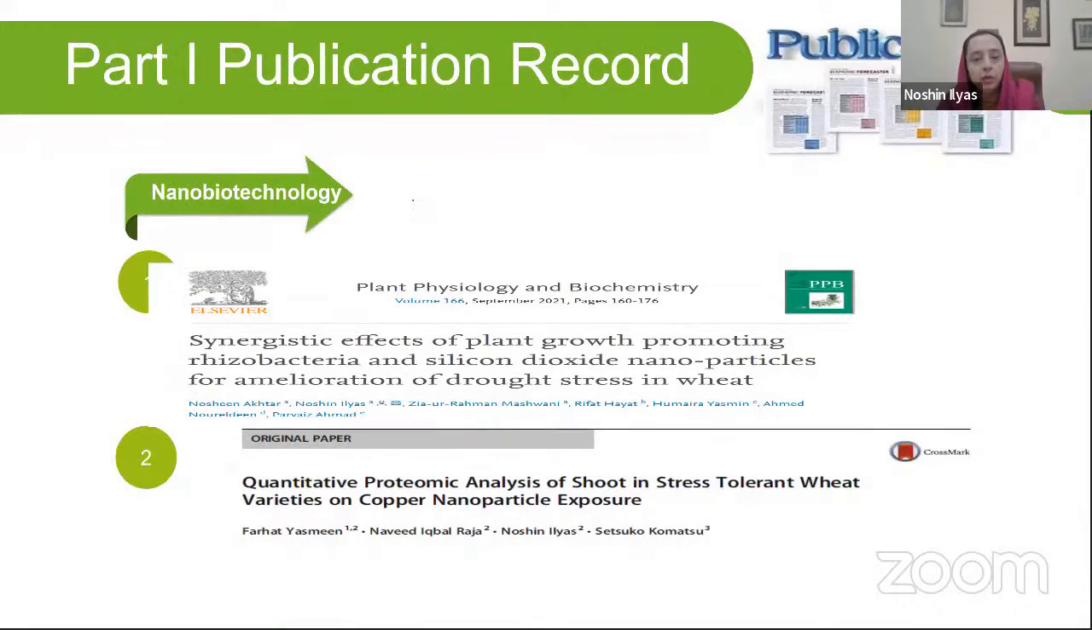We have done some work on nanobiotechnology also, and we got some very good results, particularly for the silicon nanoparticles in combination with the plant growth promoting bacteria, and they help the plant in drought tolerance. This work has been published in Plant Physiology and Biochemistry. We have also done some molecular analysis. We have done the quantitative proteomic analysis for copper nanoparticles also.